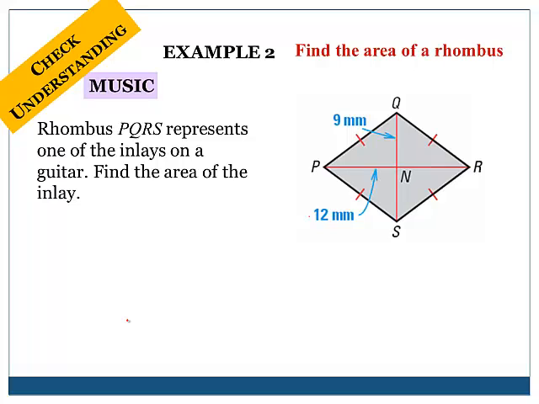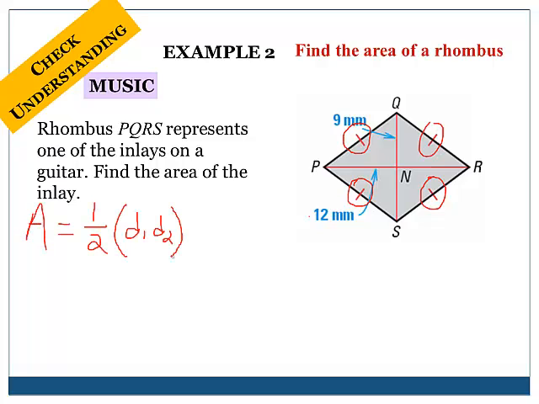Rhombus PQRS represents one of the inlays on a guitar. Find the area of the inlay. We need to recognize that we're given a rhombus, and we can tell it's a rhombus because all 4 of the side lengths are congruent, and that is represented by the single lines. If we need to find the area of a rhombus, if you recall, the entire area is equal to 1/2 diagonal 1 times diagonal 2. It's important to recognize that when we say diagonal 1 and diagonal 2, we mean the entire length of the diagonal, which goes from P all the way to R.